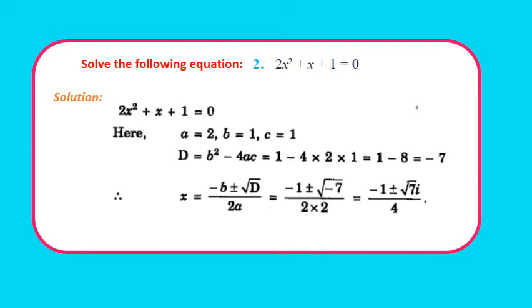So x equals to minus b plus minus under root d upon 2a, which is equal to minus 1 plus minus under root minus 7 upon 2 into 2. Now this root minus 7 can be written as root 7 multiplied by root minus 1, and under root of minus 1 is equal to i. So x becomes minus 1 plus minus under root 7 into i upon 4. Okay, we never leave the negative number inside the square root, and we write that negative number as root of that number multiplied by under root of minus 1. Clear? So pause and note down the solution.